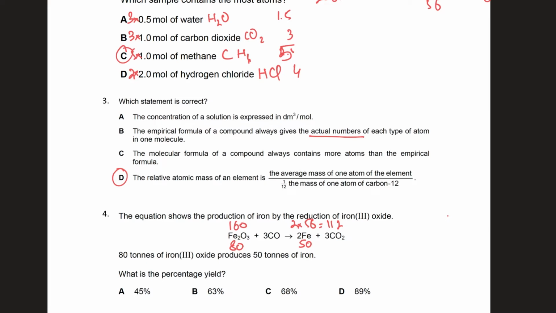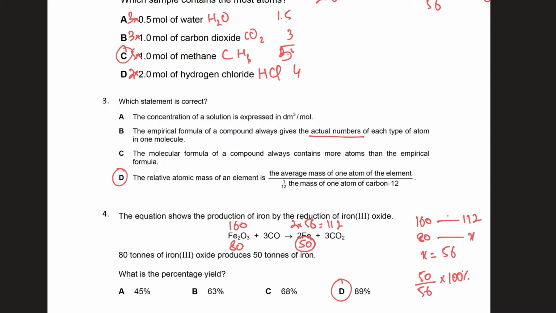So how much should 80 produce? Now remember, I'm not using this 50 at the moment because this is my practical yield. I want to know what my theoretical yield is going to be, my value from stoichiometry. So 160 is producing 112, 80 should produce X. If you do it, it will produce 56. So that means 80 tons will produce 56 tons. Now, what did I actually get? 50. So 50 over 56 times 100%. That's going to be 89%. And that's my final answer.